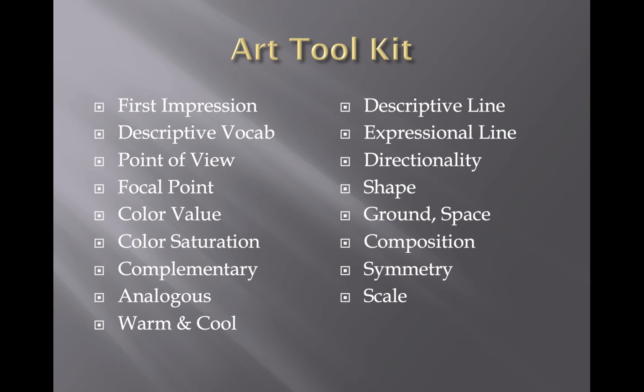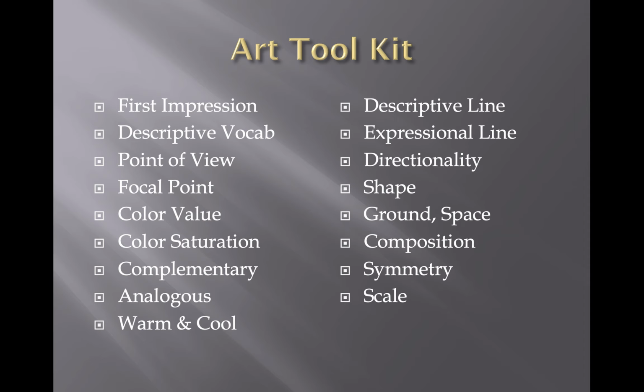Color value, saturation, how complementary or analogous color schemes are happening. Like, what's our color scheme going on? Is it warm? Is it cool? Is it complementary? What kind of complementary? Line quality. Is it descriptive, expressional? Is there a directionality to the overall composition? Shapes. Do we get geometric? Do we get organic? Is there a mix? Is there any sort of void space, ground relationship of what's throwing shapes?